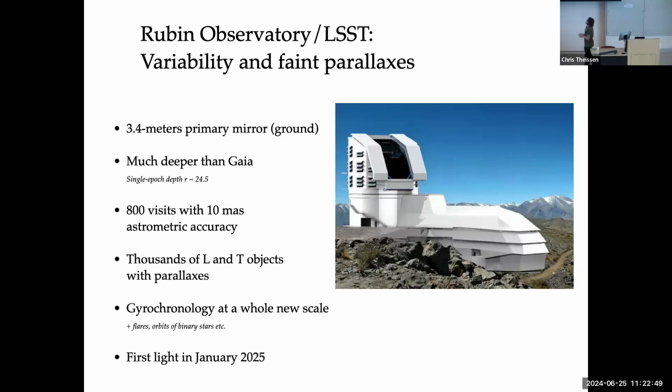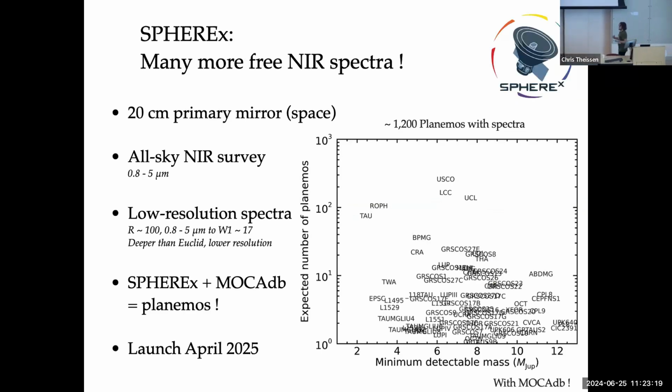Another upcoming observatory, as you all know, the Rubin or LSST, is going to allow us to get a much deeper survey than Gaia, down to R of 24. This, to me, is also particularly interesting because we will get a lot more brown dwarfs and substellar objects with parallaxes and accurate astrometry. It will also allow us to bring gyrochronology to a whole new scale. So you are beginning to see why a database is going to start being really useful, because we will get even more flooded with data as the years go.